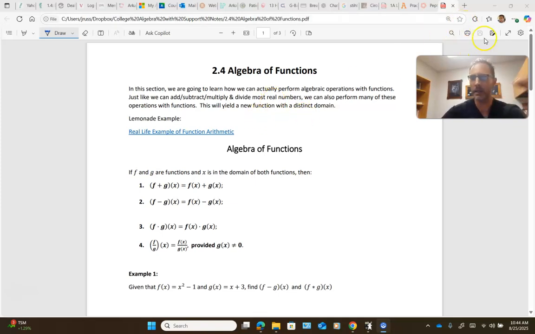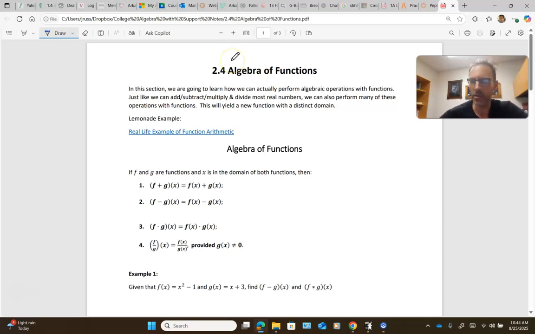Alright, welcome back, guys. We're going to be looking at section 2.4 today, and this will actually conclude chapter 2, or any of the material from chapter 2 from the book. But we'll continue to progress before we have our first exam.